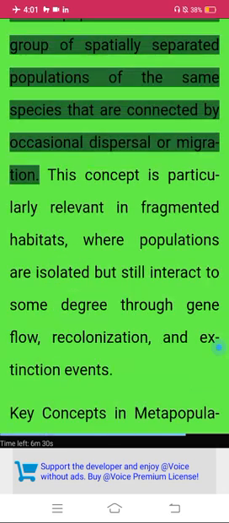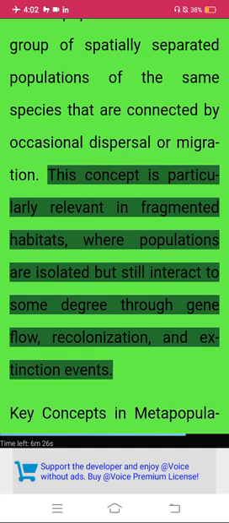3. Metapopulation. A metapopulation refers to a group of spatially separated populations of the same species that are connected by occasional dispersal or migration. This concept is particularly relevant in fragmented habitats, where populations are isolated but still interact to some degree through gene flow, recolonization, and extinction events.